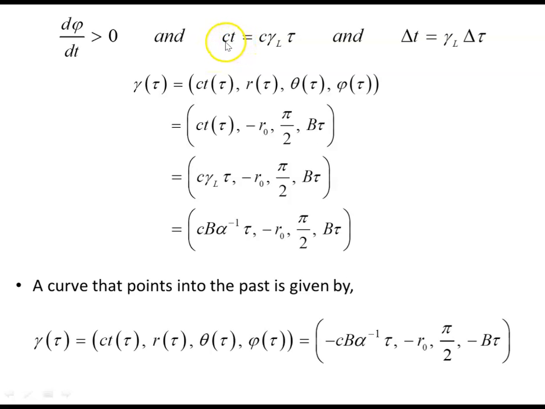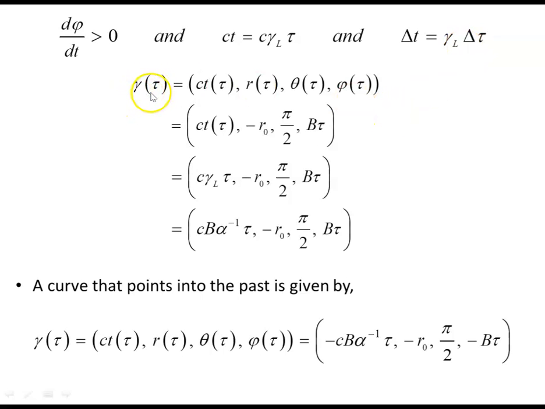Now just remember, ct is c gamma Lorentz times τ, or simply an interval of time for a distant observer is the Lorentz factor times the proper time of some observer as observed by another. So the proper time τ, that's the relationship between coordinate time and proper time. Here is the relationship between them.